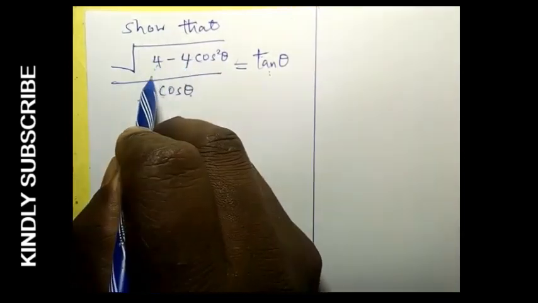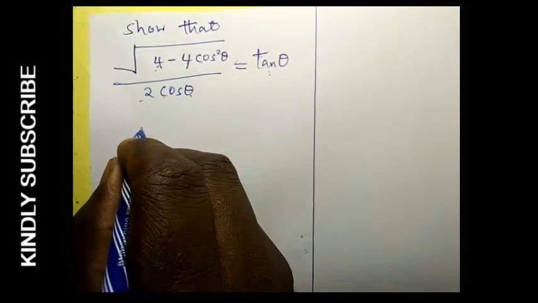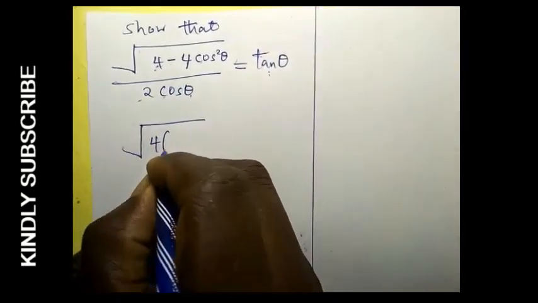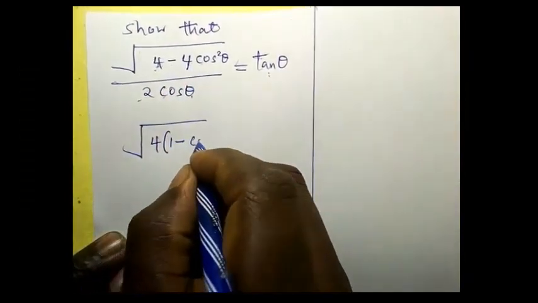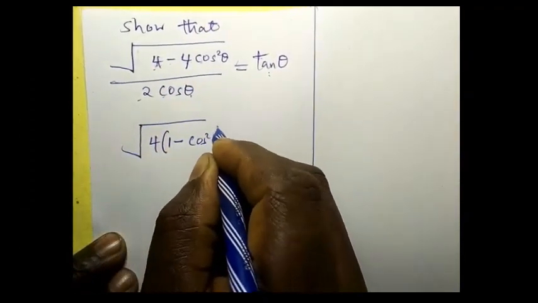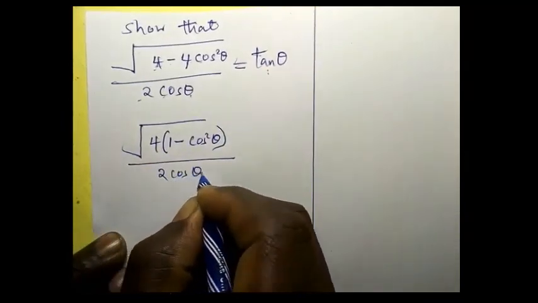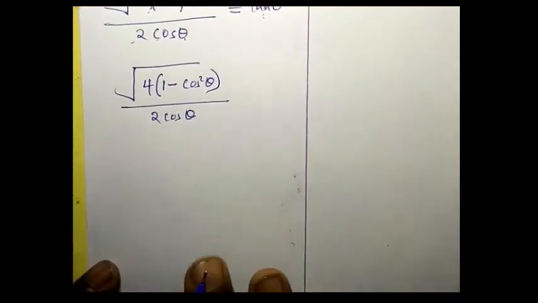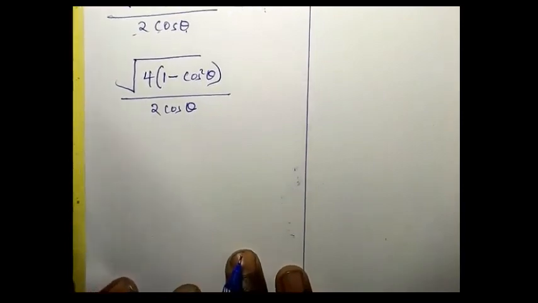Inside the square root, we have 4. It means that 4 is common. Therefore, we begin there: the square root of 4 into 1 minus cos square theta, that's what we start with, divided by 2 cos theta. Very important. That's why you need to master the equations I gave from the beginning.